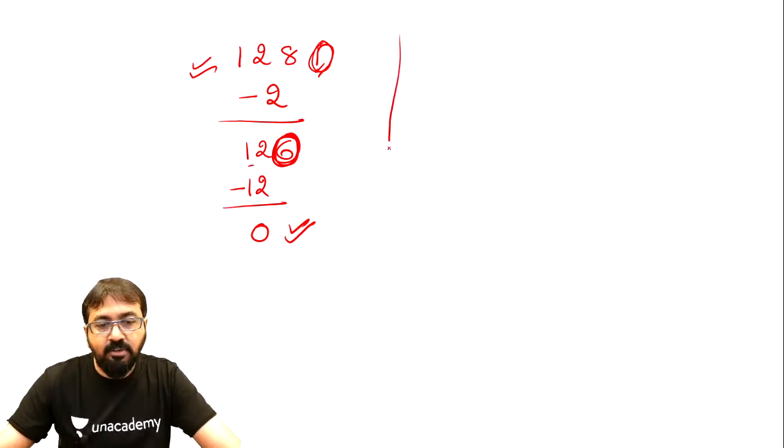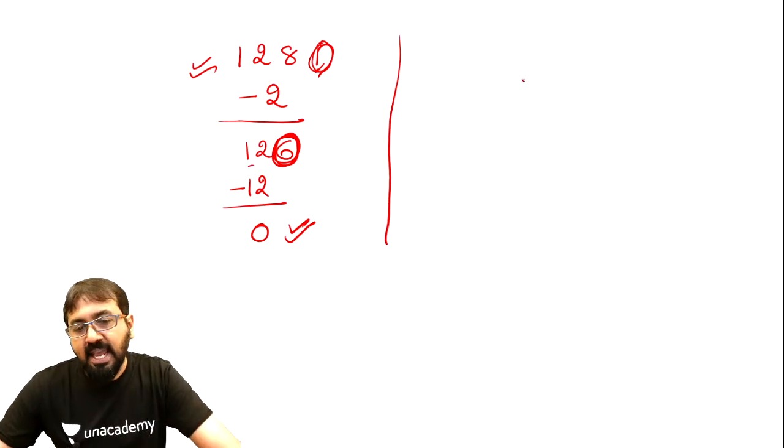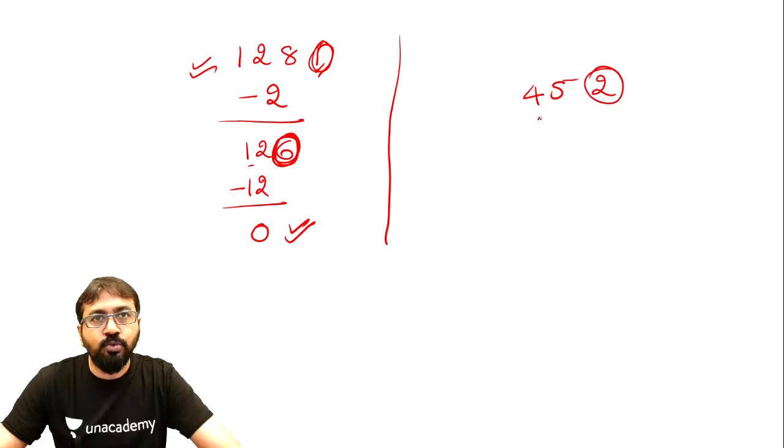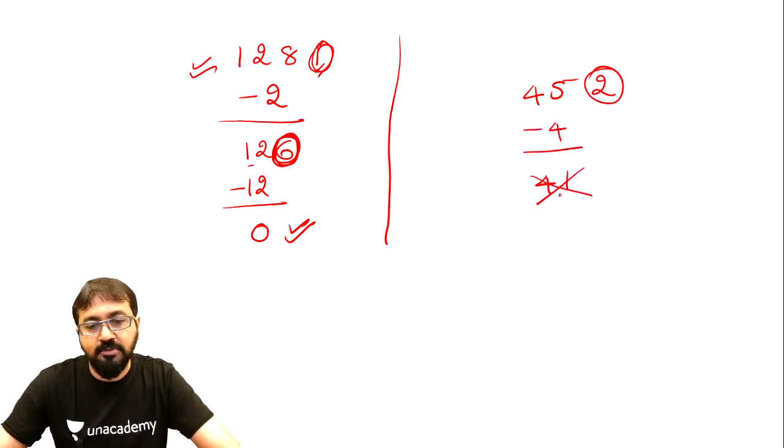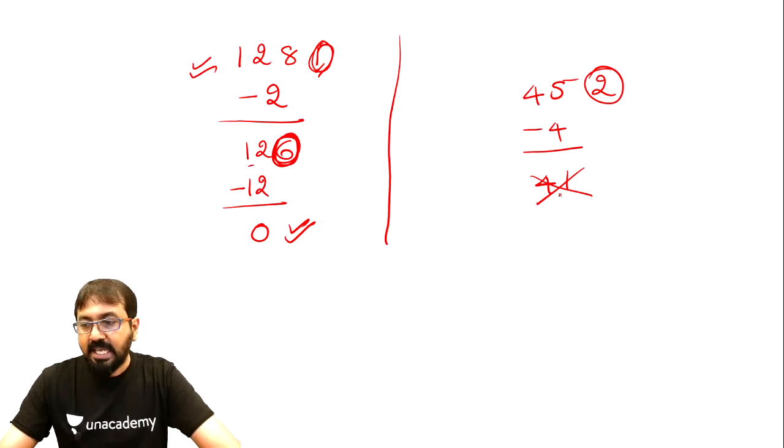ओके, लेट्स टेक वन मोर एग्जाम्पल. सपोज आई हैव अ नंबर 452. So what is last digit? 2. डबल करो उसका 4. 45 minus 4, 41, not divisible by 7. Guys, are we all clear? Yeah, are you all clear?